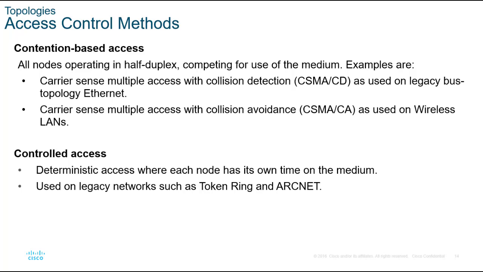Then there is Carrier Sense Multiple Access with Collision Avoidance, CSMA-CA, which is used on wireless LANs. The controlled access method is a legacy method where each node is given its own time to use the medium, which is inefficient because every device has to wait its turn to access the medium. Legacy token ring is an example of controlled access. Today's Ethernet networks operate in full duplex and therefore don't require either of these access methods.